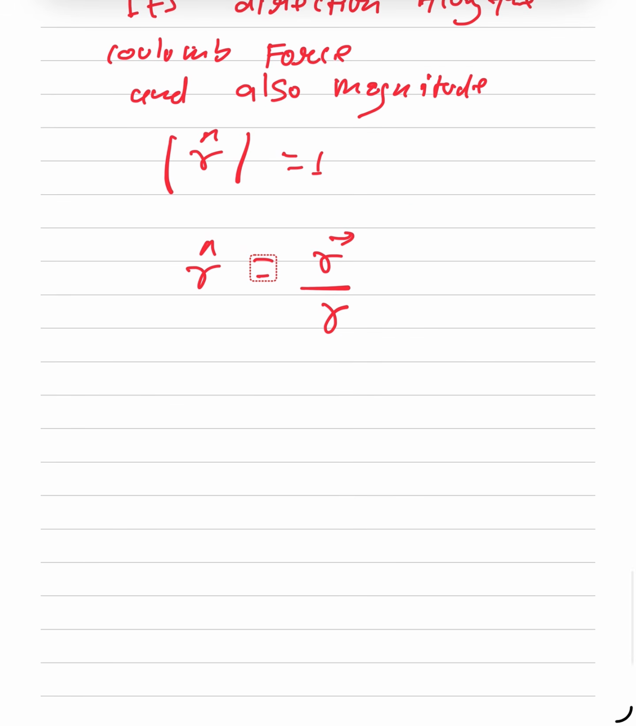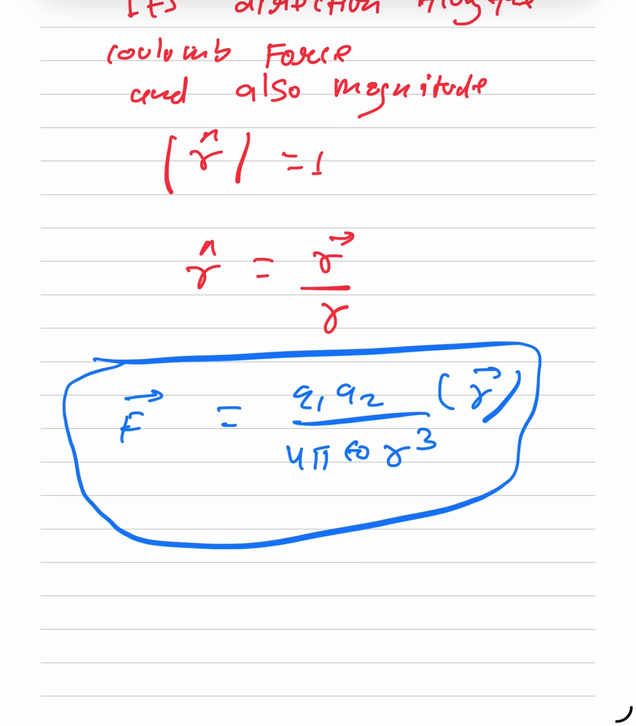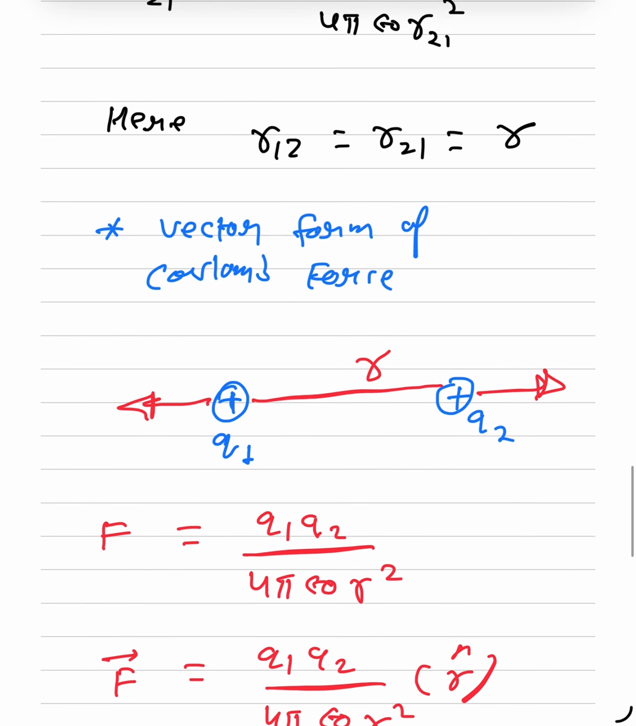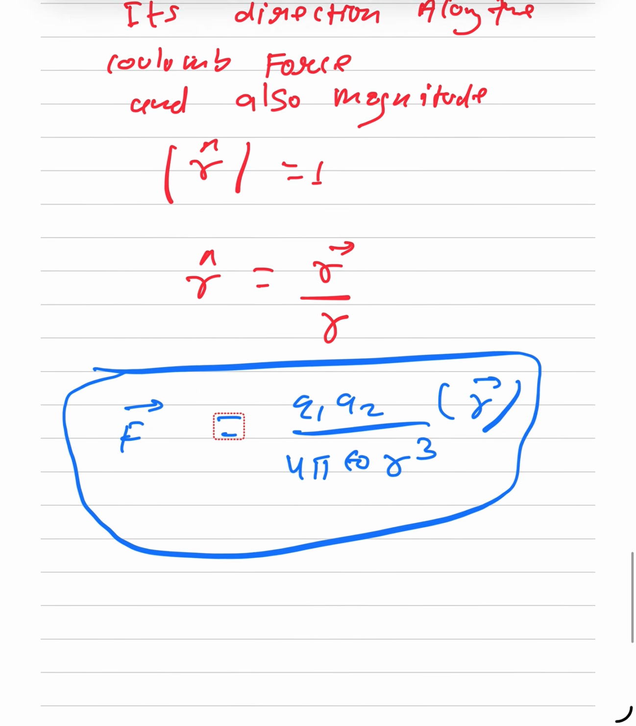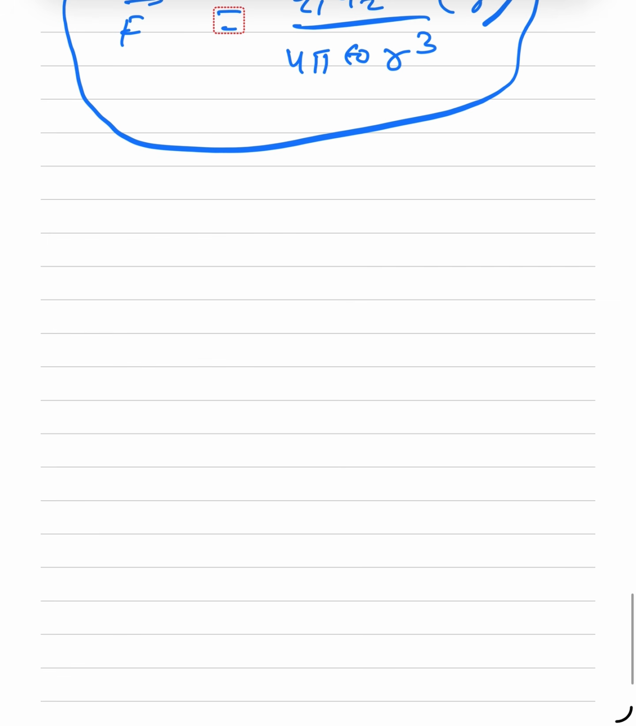Then the new formula of the Coulomb force, vector F, equals Q1 times Q2 divided by 4 pi epsilon naught r cube, times vector r. This is a basic concept of Coulomb force, right? Some basic criteria about the Coulomb force and attractive and repulsive Coulomb force. And now we will discuss the Coulomb force in a medium and also in vacuum.